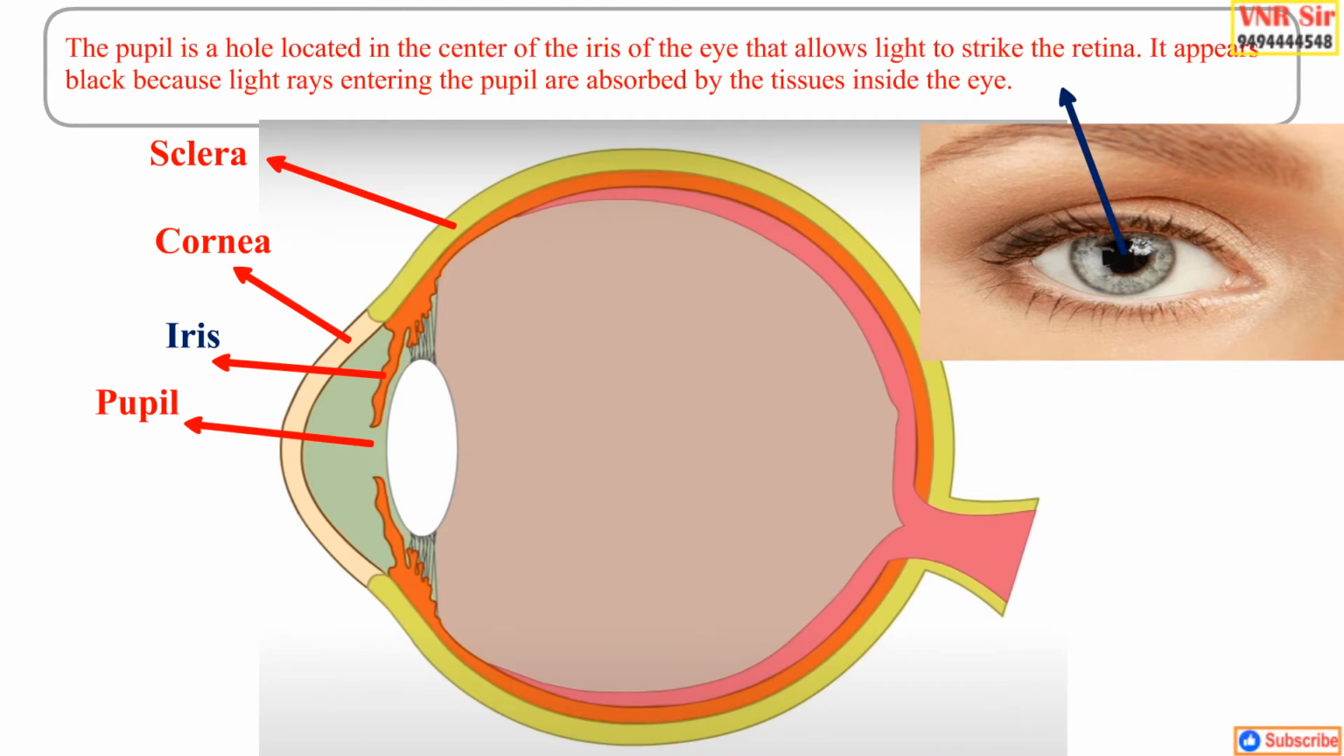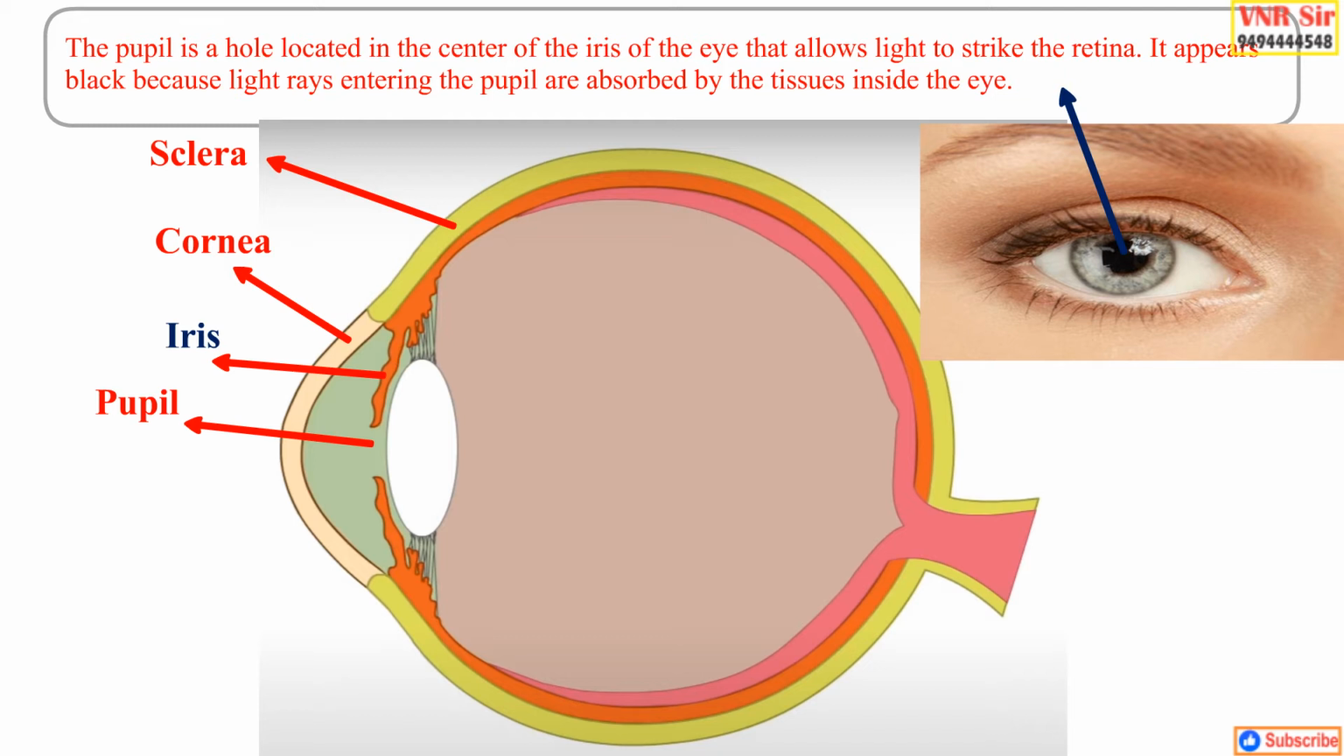And the fourth part is the pupil. The pupil is a hole located in the center of the iris of the eye that allows light to strike the retina. It appears black because light rays entering the pupil are absorbed by the tissues inside the eye.